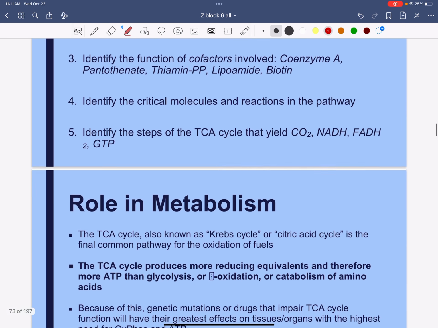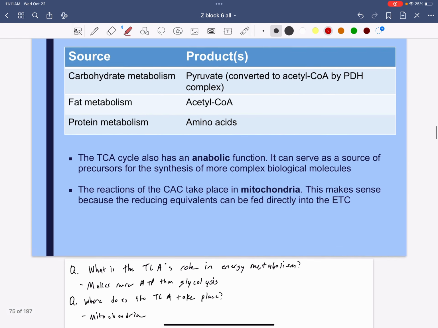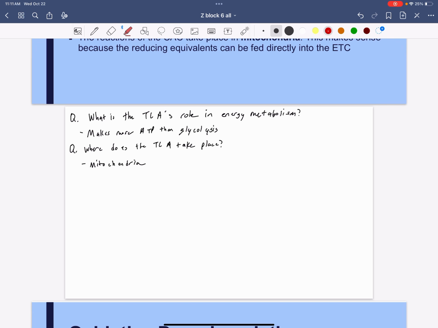Okay, so for the TCA cycle, what you're looking for here is what is the role of TCA in energy metabolism? Just remember that it makes the most ATP. So glycolysis only makes 2. The TCA is going to make a lot more than glycolysis. And where does the TCA take place? It'll be in the mitochondria.